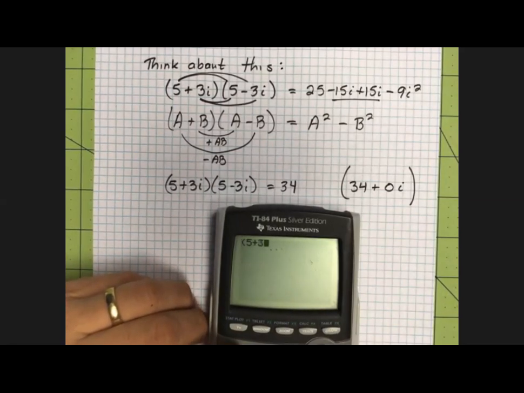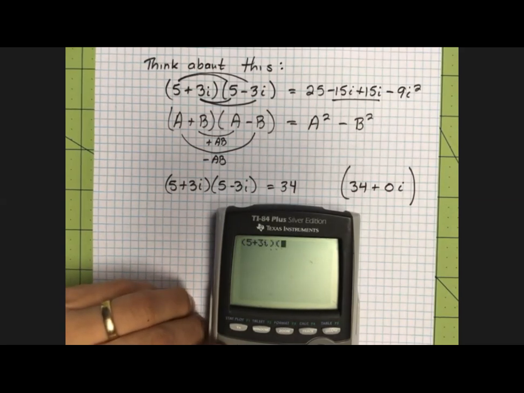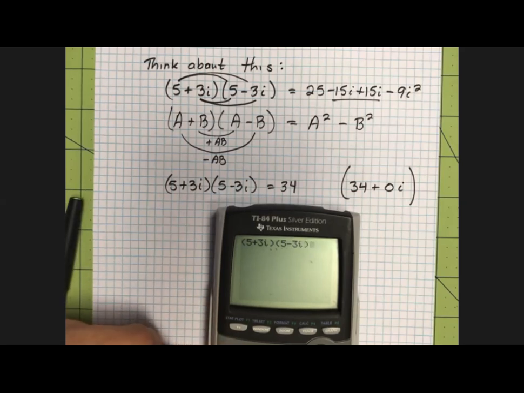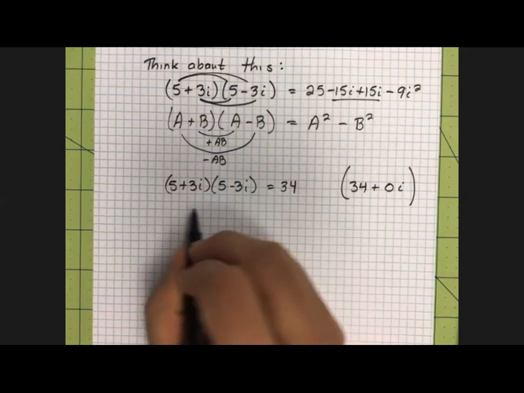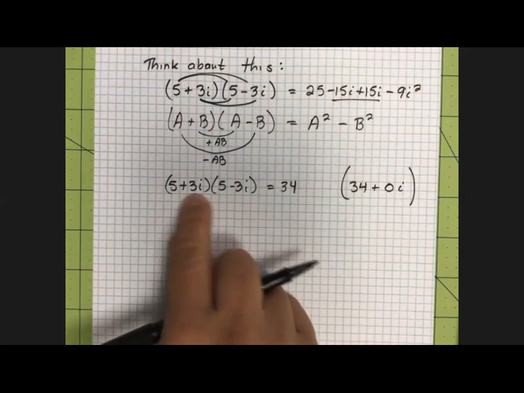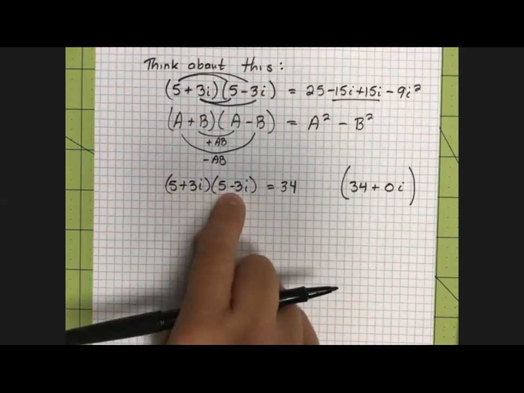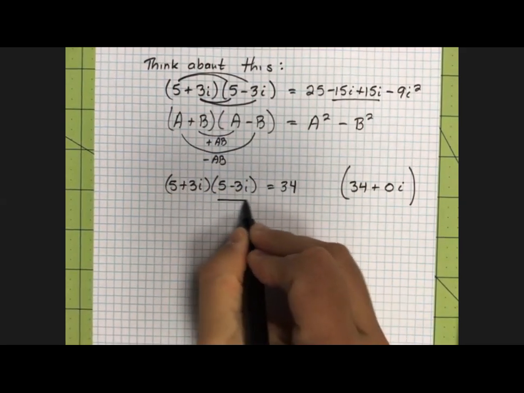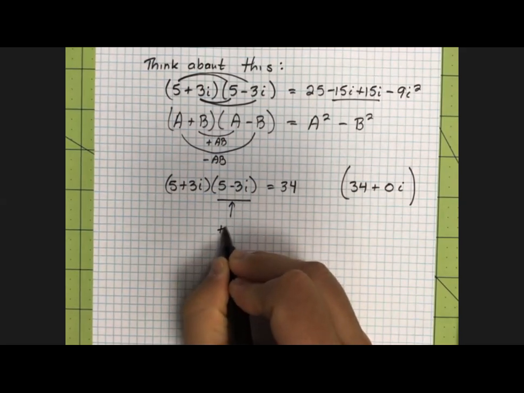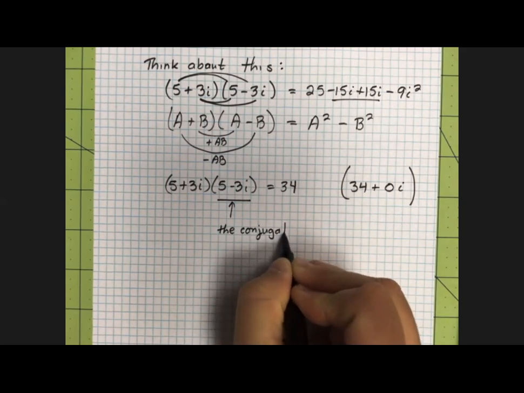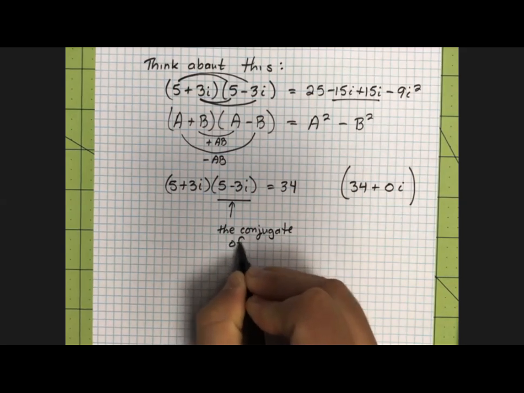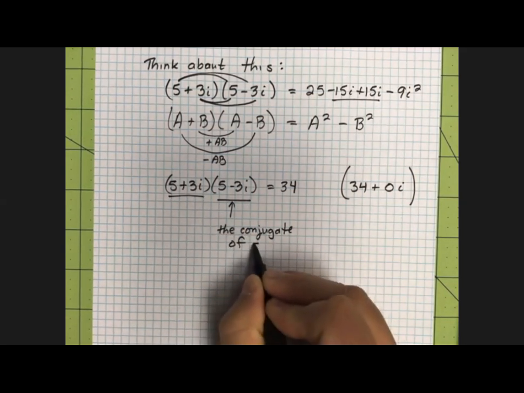5 plus 3i times 5 minus 3i is 34. Now this is a handy trick, and it's even got a name. When you multiply the same complex number twice, but you change the sign in the middle, this is called the conjugate. The conjugate of this other number, 5 plus 3i.